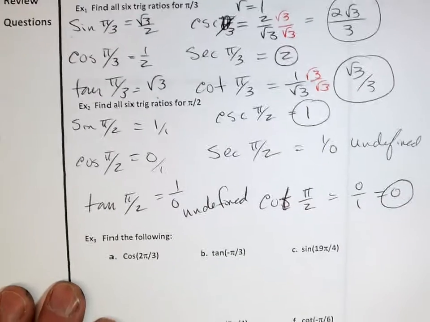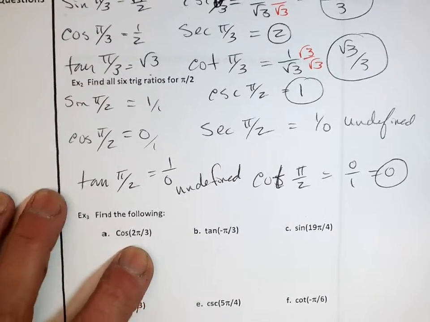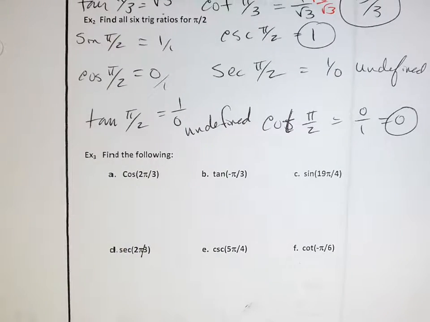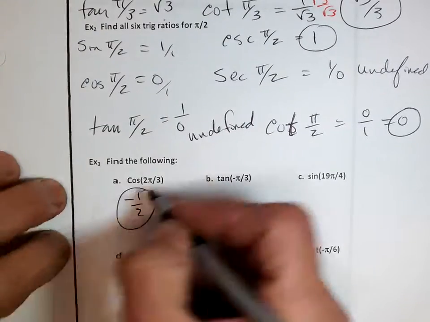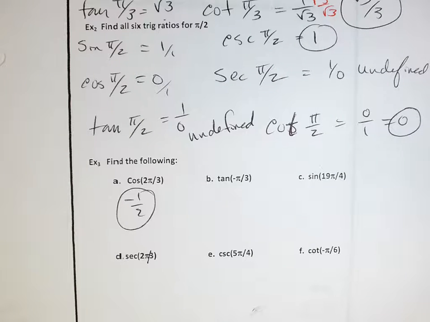Okay, let's keep going. Find the following. Cosine of 2 pi thirds. Let's see if you guys can do it. See if you can do it without my help. Cosine of 2 pi thirds. Celeste, say it. Celeste said negative 1/2. Everybody agree? 2 pi thirds. Cosine is the x value. Nice job, Celeste.